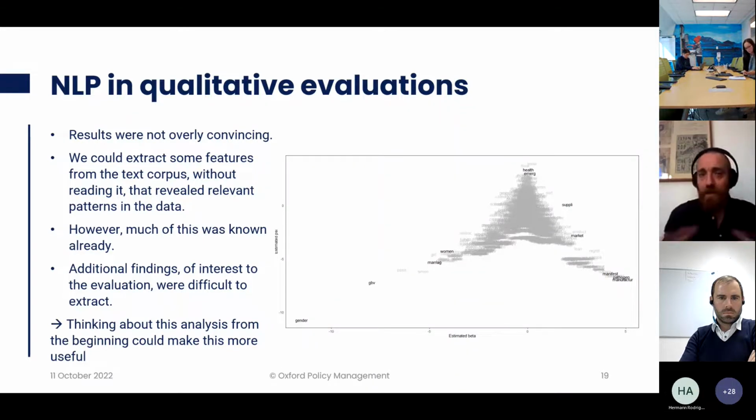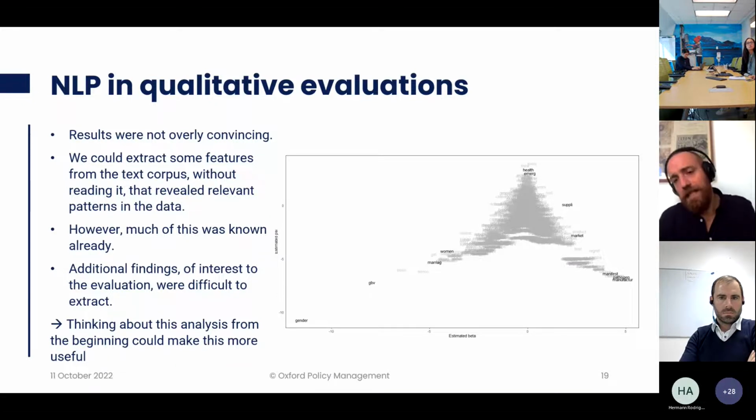However, in the context of a qualitative evaluation like this, where the number of interviews is almost manageable, much of this was already known. So when we came to our colleagues, we were like, yeah, okay, this is interesting, but we kind of know this already. So the question is, okay, how do we extract, I mean, that's obviously nice from a validation perspective, but the question is to extract interesting and additional insights for the evaluation. What would we need to do, right?